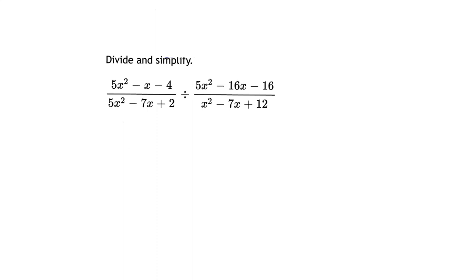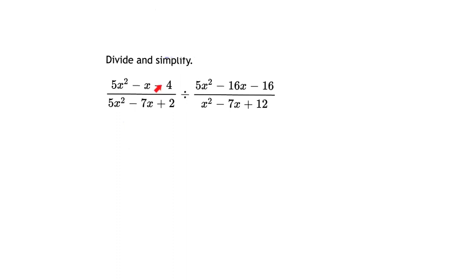All right, this video is going to walk you through how to divide and simplify factorable rational expressions. The first thing you're going to want to do as you look at this setup is to look at the expressions. We want to try to factor all four of these expressions. The first expression in the top left corner here is 5x squared minus x minus 4.